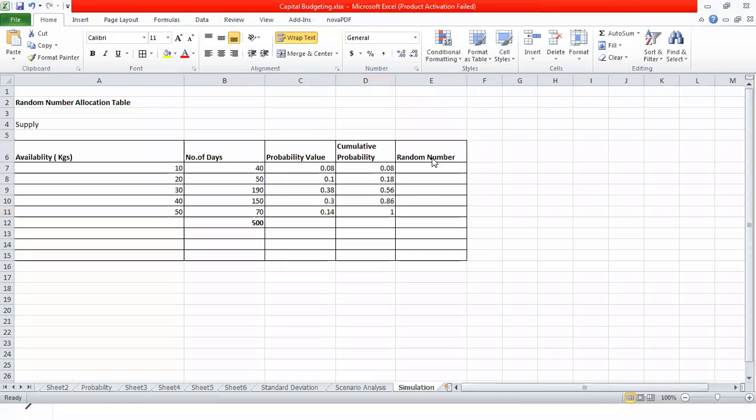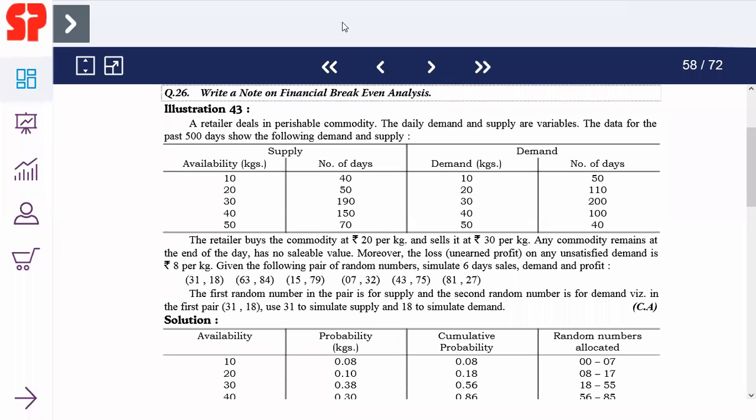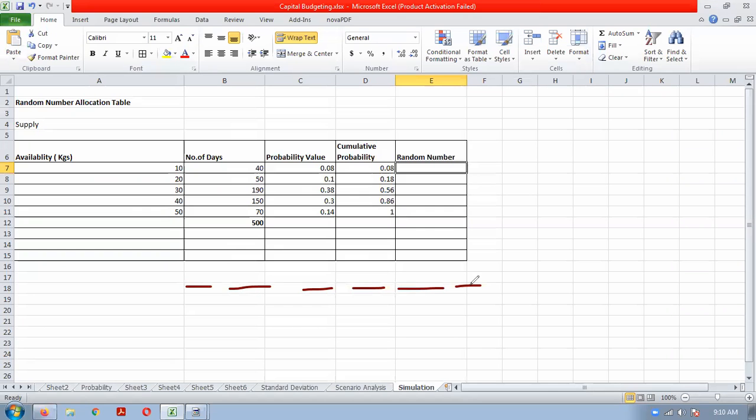Now, to allocate random numbers, you have to be very careful. Just listen. Here, if you see the random number pairs, they are 2-digit numbers: 31, 18, 63, 84, 15, 79, 07, 32, 43, 75, 81, 27. They are 2-digit numbers, so our random numbers should also be 2 digits only.